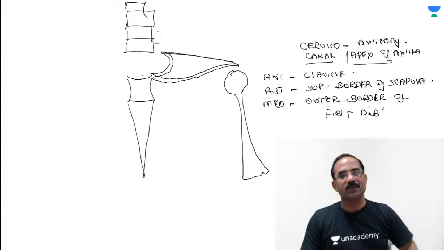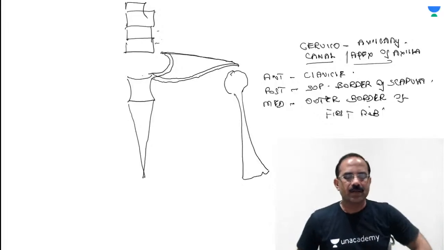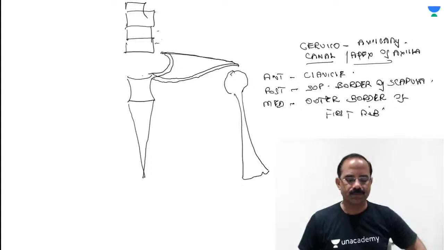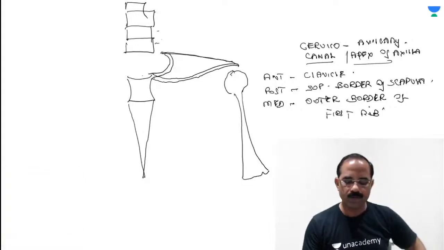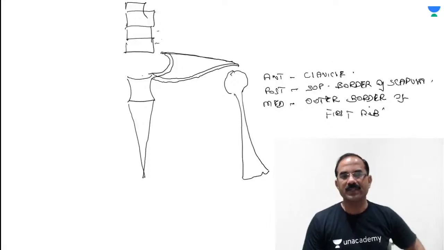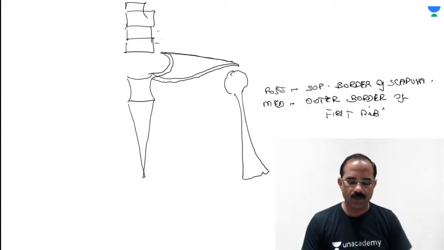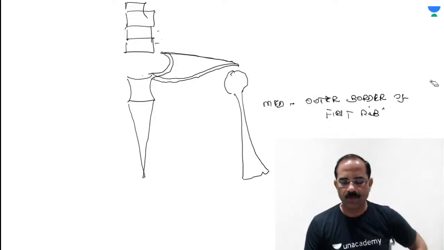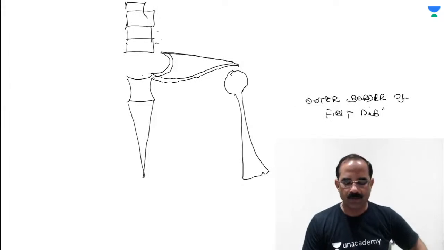This is what we call the cervicoaxillary canal. Just write this down. A very important MCQ. Apex, or the cervicoaxillary canal. Just write this down fast. So, cervicoaxillary canal or the apex of the axilla. Boundaries: anteriorly the clavicle, posteriorly the superior border of scapula, medially the outer border of the first rib.